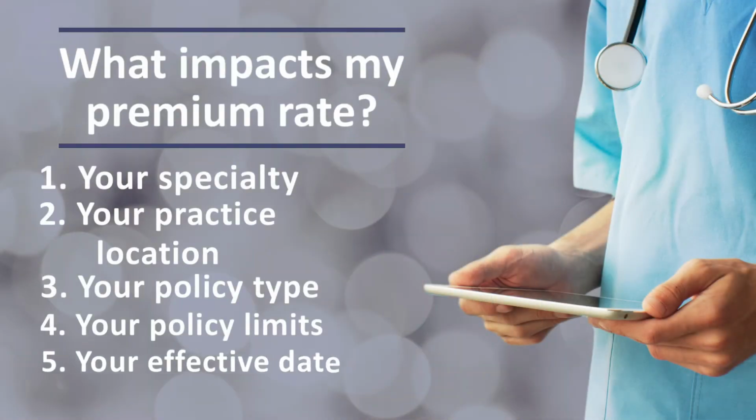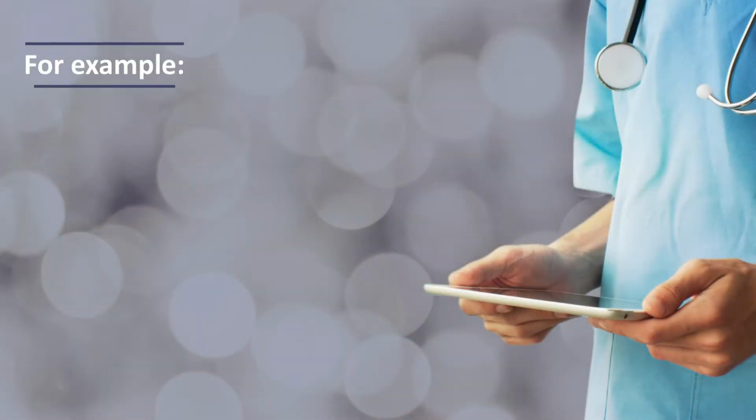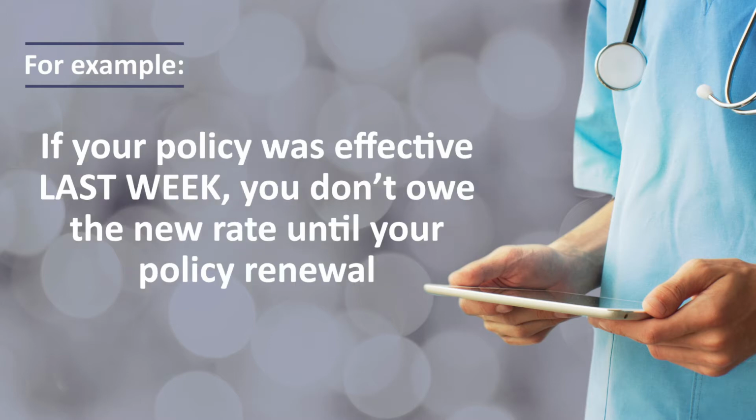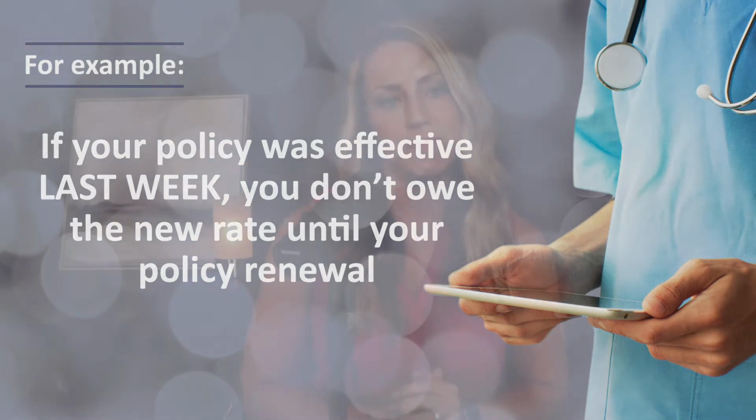And finally, the underwriter looks at your effective date to determine how to price your premium. Carriers file their rates on an annual basis, and sometimes those prices change. So, depending on when your policy renews, you will be charged the rate that the carrier currently has filed for that specific time period. For example, if a carrier changes their rates effective today and your policy's effective date is tomorrow, you'll be subject to those new rates since your effective date falls after the date of the change. Compare that to a doctor whose coverage may have started last week. He or she will not be subject to that rate change until his next policy renewal.